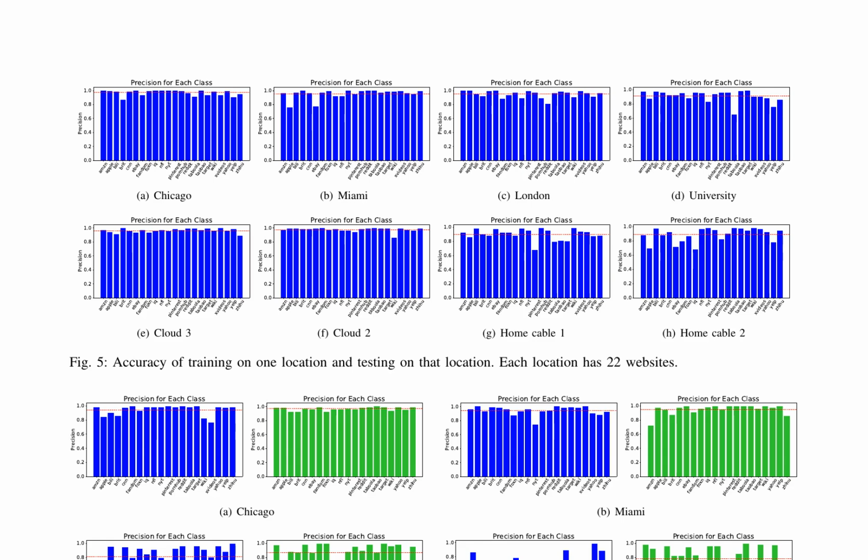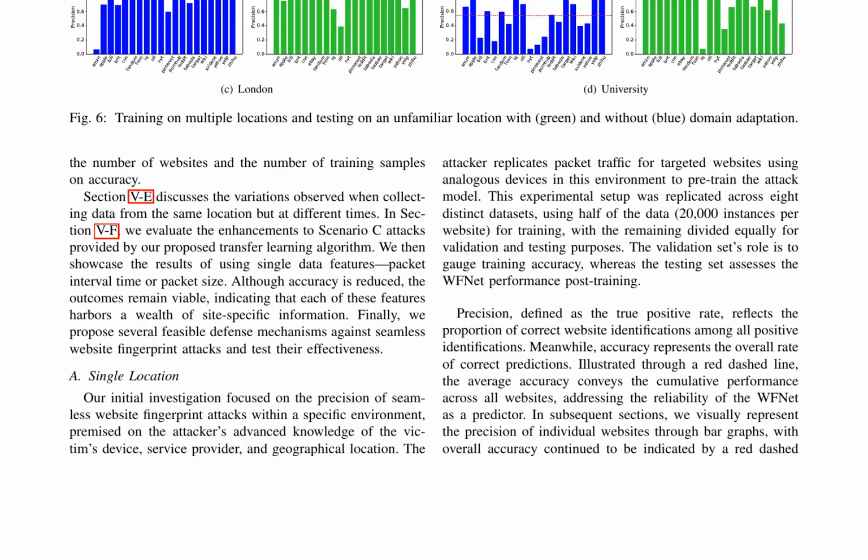The experimental setup is replicated across 8 distinct datasets, using half of the data for training and the remaining for validation and testing. The validation set is used to gauge training accuracy, while the testing set assesses the WF-Net performance post-training. The authors define precision as the true positive rate, representing the proportion of correct website identifications among all positive identifications. Accuracy, on the other hand, represents the overall rate of correct predictions.